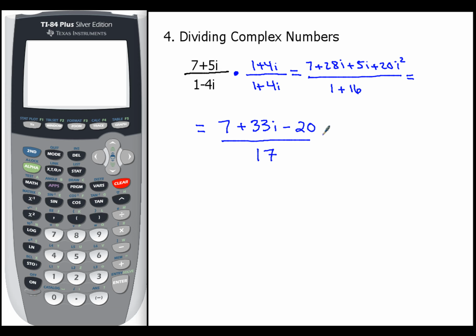Now when I clean up those two in the numerator, my like terms, 7 minus 20, I get negative 13 plus 33i. All of that is over 17. So that's what my final answer is going to look like. Now, let's go ahead and put this in a graphing calculator. Now, you used to be able to do this one way. And watch what's going to happen here.